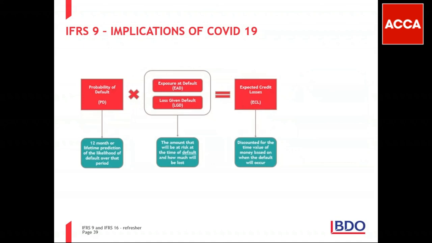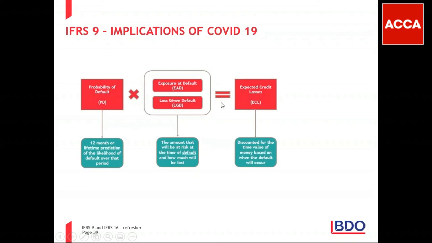When we talk about the COVID-19 impact on the simplified approach, usually whenever we record expected credit losses, it is the provision matrix which we use to record the losses, where the probability of default is determined. This probability of default is multiplied with exposure at default and loss given default.